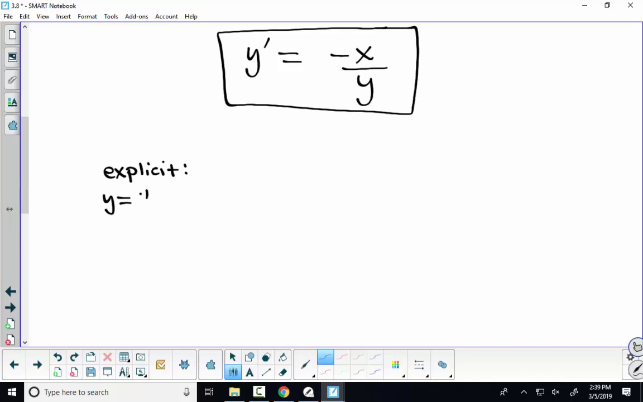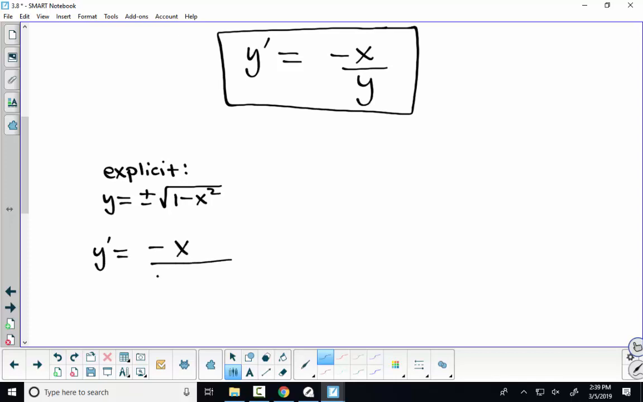That was y. I think maybe we were thinking of y prime. So we just so happen to know what y is here. Most of the time you won't. Explicitly, our y was this. Does that match with what we have as our derivative?